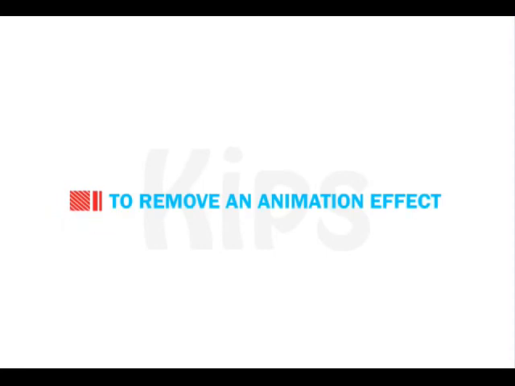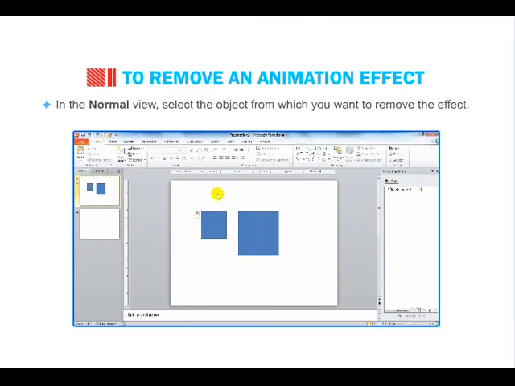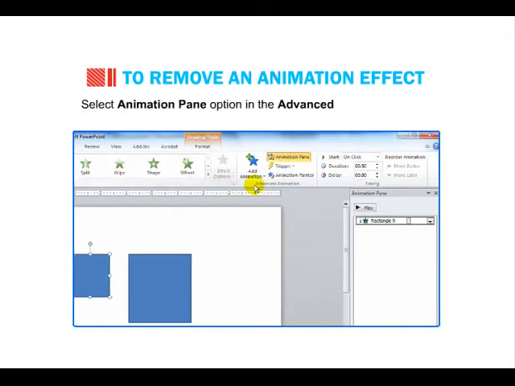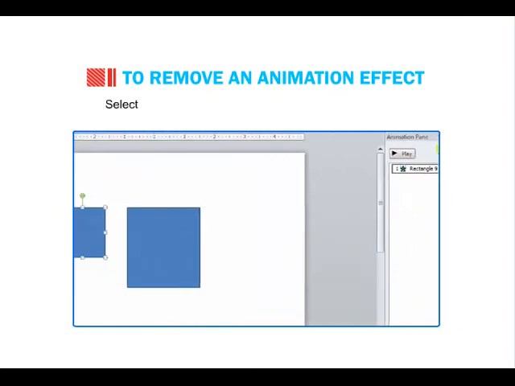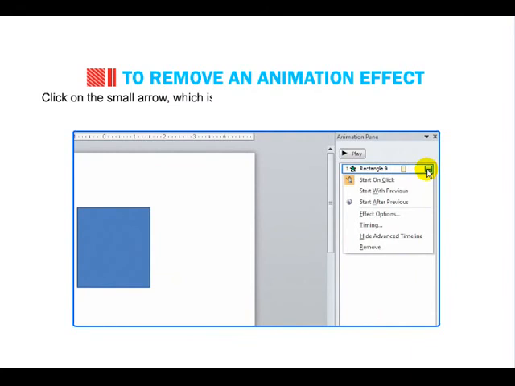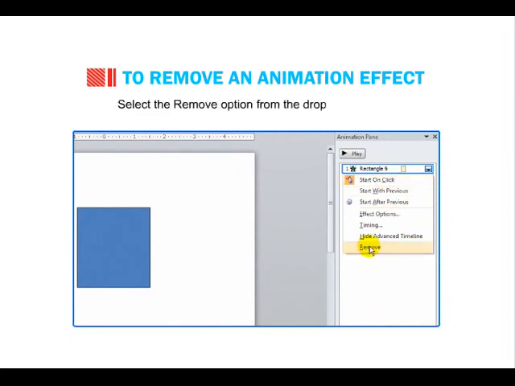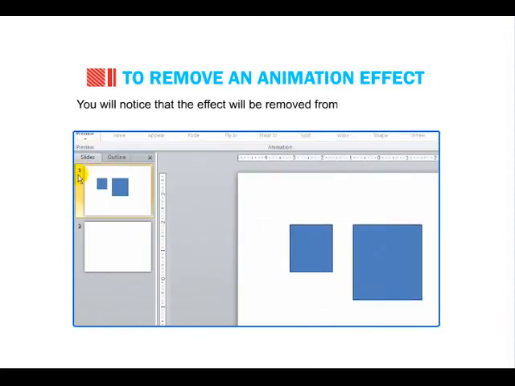Okay students, let us discuss how to remove an animation effect. In the normal view, select the object from which you want to remove the effect. Click the Animations tab. Select Animation Pane option in the Advanced Animation group. The animation pane appears. Select the particular animation which you want to remove. Click on the small arrow which is present at the right side of the applied animation in the animation pane. Select the Remove option from the drop-down menu. You will notice that the effect will be removed from the selected slide.